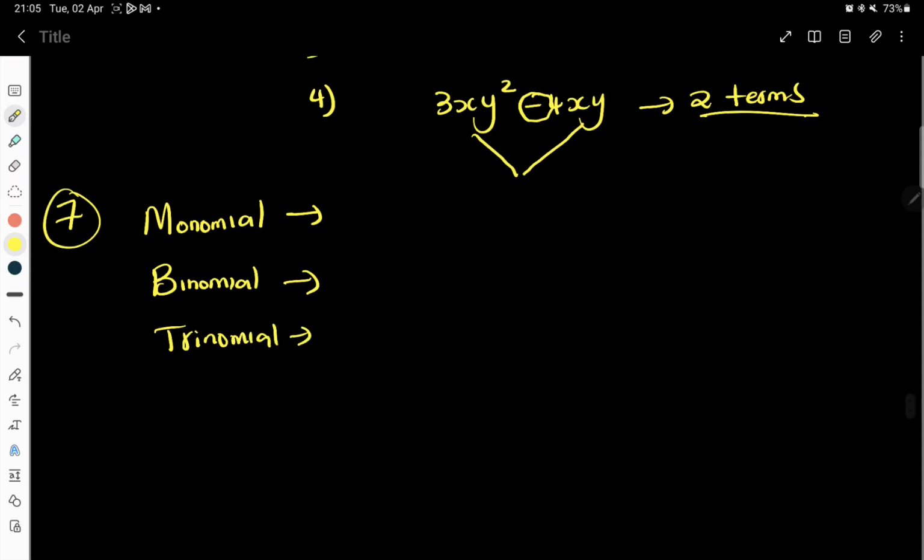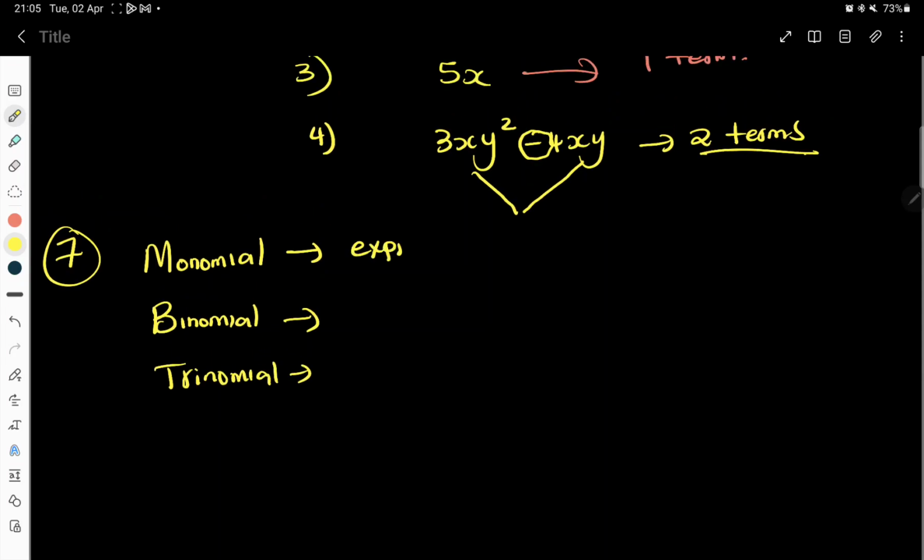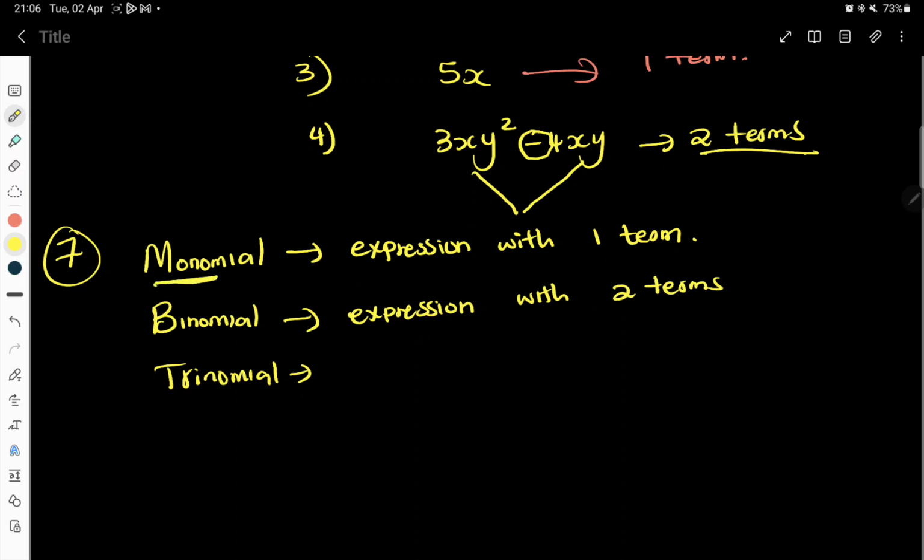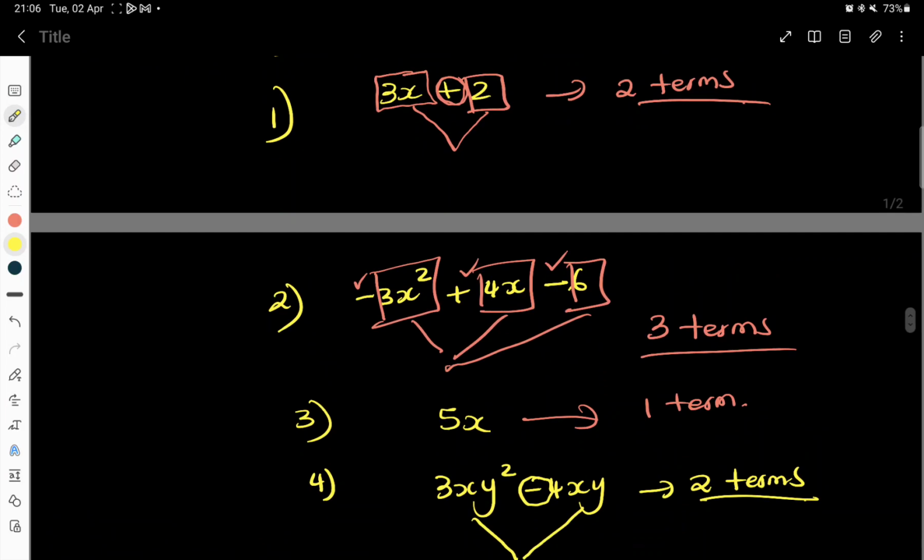Those are polynomials. Then when you talk of a monomial, then we have a binomial, then we have a trinomial. A monomial is an algebraic expression with one term. Binomial is an algebraic expression with two terms. So in maths, mono means one, bi means two, tri means three. So trinomials are expressions with three terms.